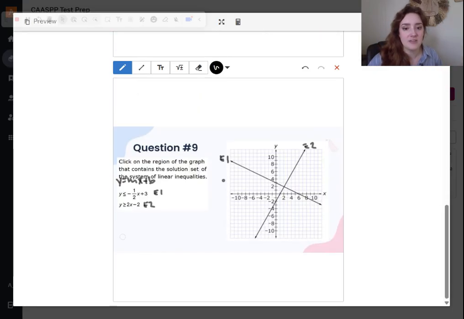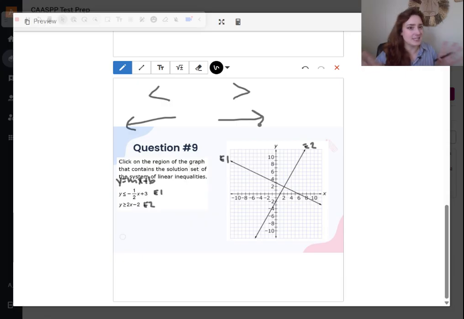All right, very similar with inequalities here. We're shading basically just up or down, or still, yeah, left or right. We can stick with it, we'll keep it simple: left or right. So if it's a less than, we're shading to the left. If it's a greater than, we're shading to the right. We'll just keep it consistent. All right, and then we'll check.